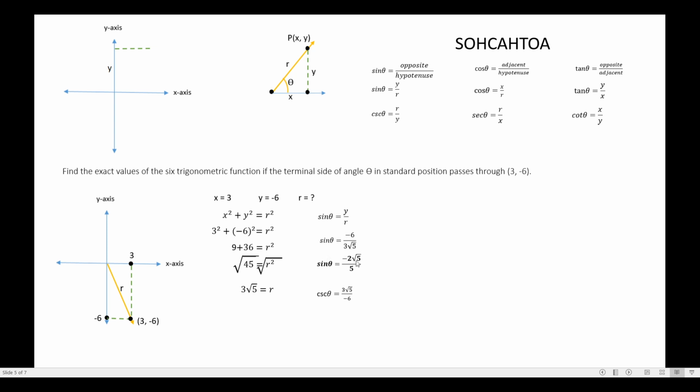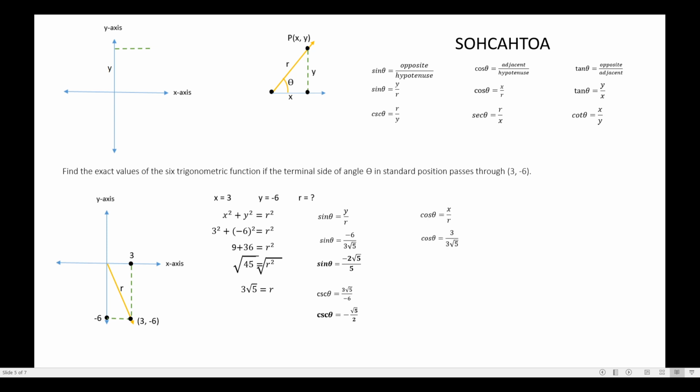So you have 3 square root of 5 on top and negative 6 below, or 3 square root of 5 in the numerator, negative 6 in the denominator. Now simplifying further, that should be the square root of 5 all over 2. I only reduced the values 3 over 6, because that's 1/2. So we have here 1 square root of 5 all over 2, or the square root of 5 in here. Then for the cosine, that's x over r.